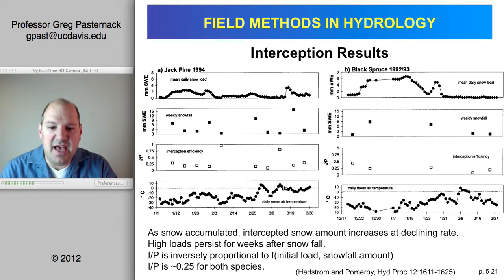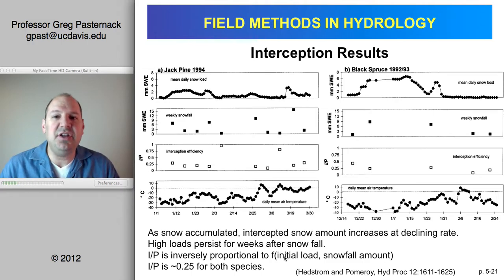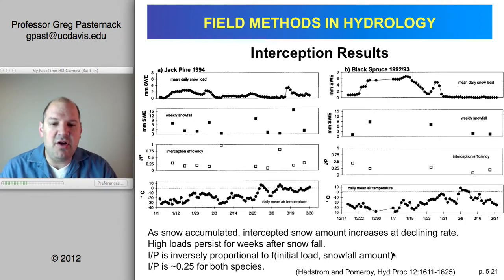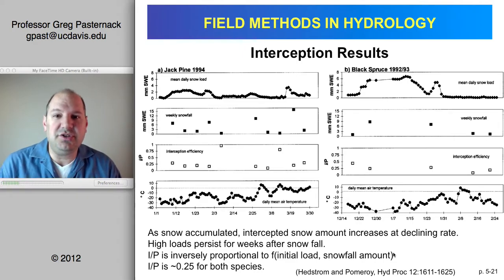You could also see that there are times when it gets to be quite warm, and you can have more or less snow during those warmer periods, so that is there too. So the intercepted percent is inversely proportional to the initial load. If you have a lot of snow already filling up the storage capacity, then you're not going to be able to hold as much. And then the higher the snowfall amount, the less storage there's going to be.